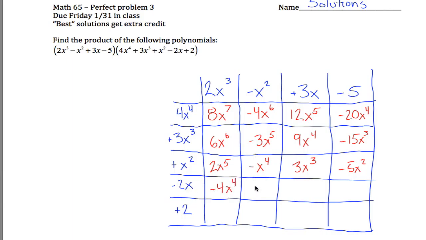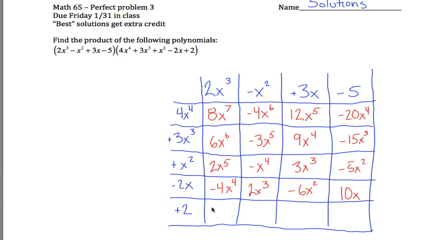Negative 2x times negative x squared is positive. Negative times a negative. I guess I don't have to write 2x to the third power. 2x times 3x would be 6x, but since this one's negative, I get negative 6x, sorry, 6x squared. Negative 2x times 3x is 6x squared. And negative 2x times negative 5, again, negative times a negative is a positive. So I get 10x.